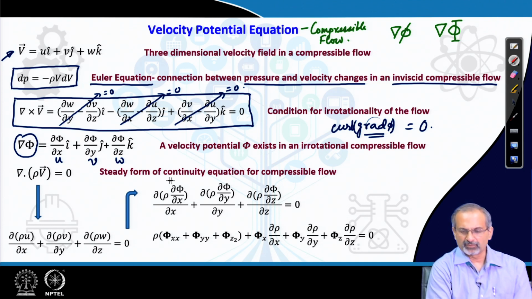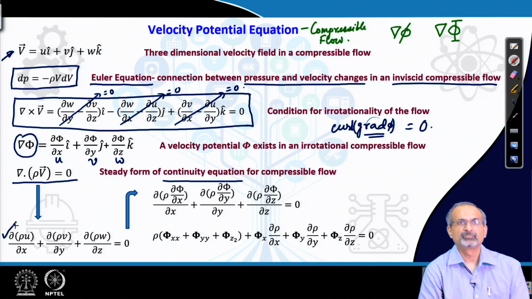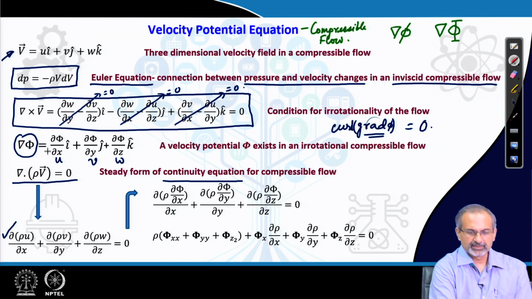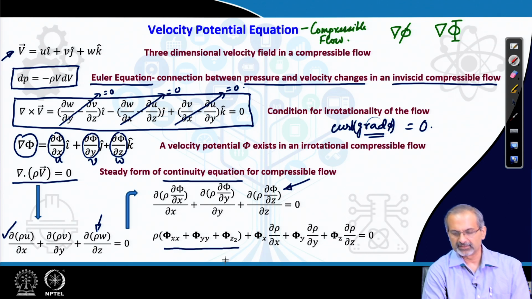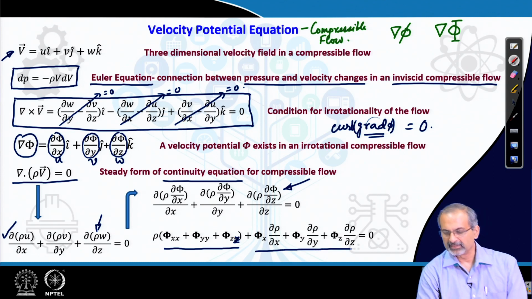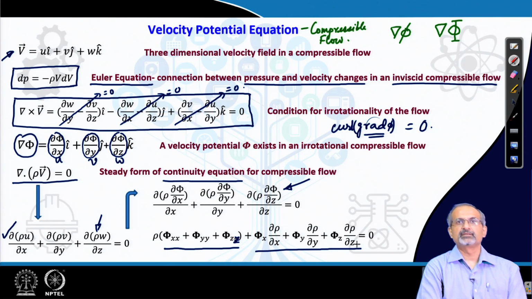Let us invoke the steady form of continuity equation. That is divergence of rho v equal to 0. In differential form it is like this. Now, if you plug each of u, v and w in terms of derivative of capital phi into this expression, what do you get? You get this. Now, if you take those partial derivatives, what do you get? You get the second derivatives of phi, and then you get the remaining terms, where the first derivative of phi is multiplied by a corresponding first derivative in density.